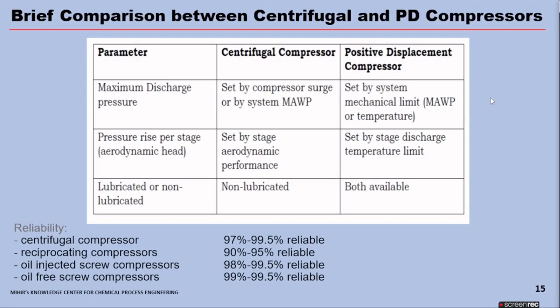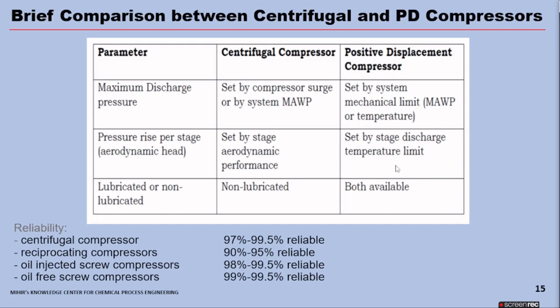Brief comparison between centrifugal and PD compressors. So here you see the parameter, the centrifugal compressor and positive displacement compressor. So maximum discharge pressure in centrifugal compressors is set by the compressor surge or by the system MAWP. In PD compressors, it is set by system mechanical limit, MAWP or temperature. Then pressure rise per stage is set by the stage aerodynamic performance in a centrifugal compressor, and in a PD compressor set by stage discharge temperature limit.